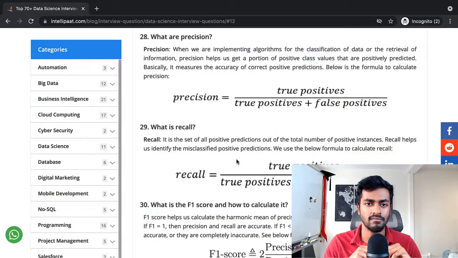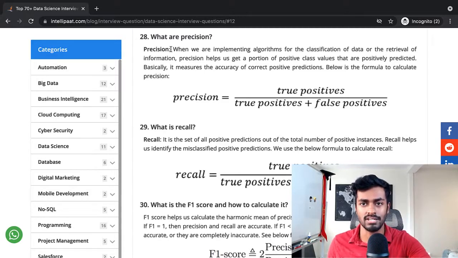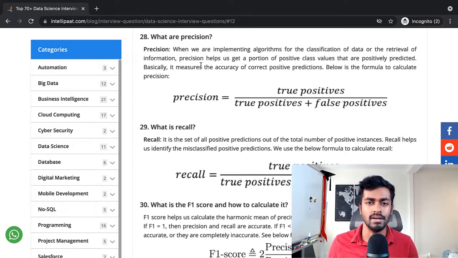What are precision, what is recall, and what is the F1 score, and how do we calculate it? So precision, when we are implementing algorithms for classification data or the retrieval of information, helps us get a portion of the positive values that are positively predicted. Basically, it measures accuracy of correct positive predictions. Below is the formula to calculate precision. This is mathematically true, but I would try to explain this in more interpretable English, probably with an example.